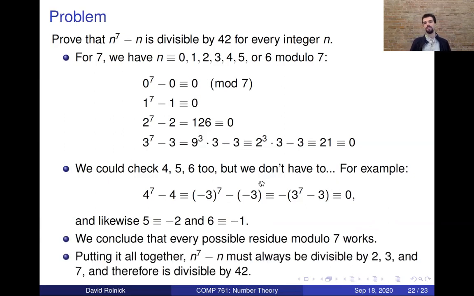And therefore, n to the 7 minus n must be divisible by 2, always, 3, always, and 7, always. And putting it all together, that means that it is divisible by 42.